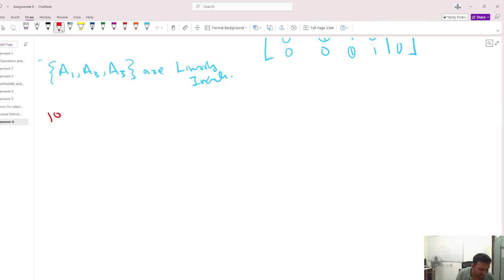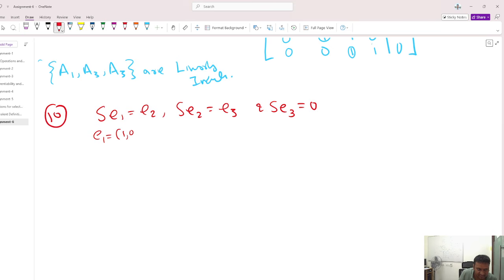Okay, let's do the final problem. You have a matrix S such that S of E1 is E2, S of E2 is E3, and S of E3 is 0, where E1, E2, E3 are standard basis vectors, meaning E1 is (1, 0, 0) of R3.